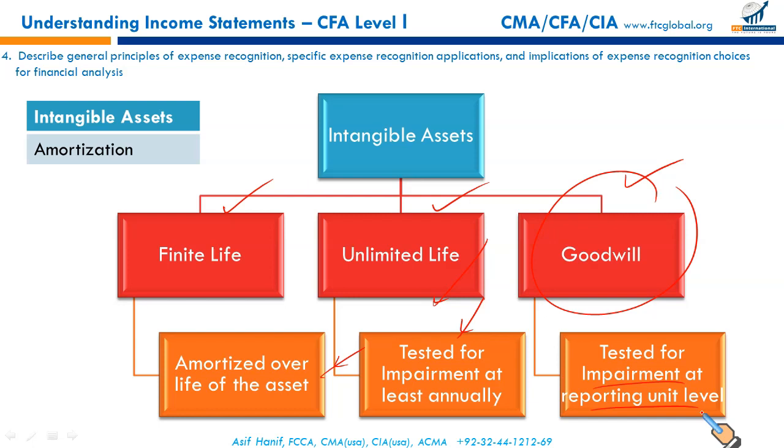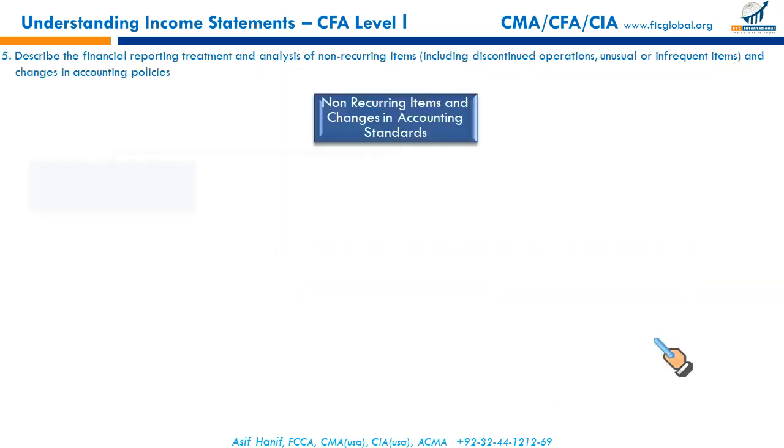So you just need to remember, these are the expenses to be charged against your revenues. We are discussing different types of expenses. So amortization of intangibles with limited life, with unlimited life, and impairment for goodwill, all these are expenses charged against the revenues. Then we have non-recurring items and changes in accounting standards.